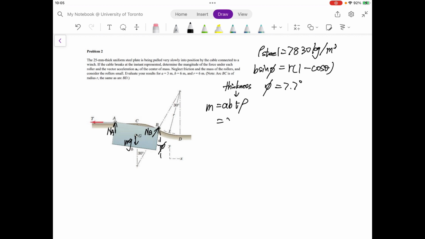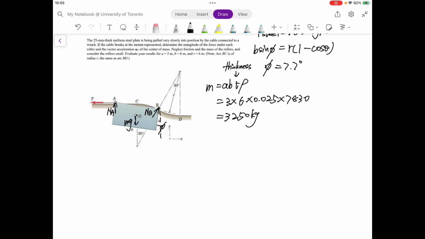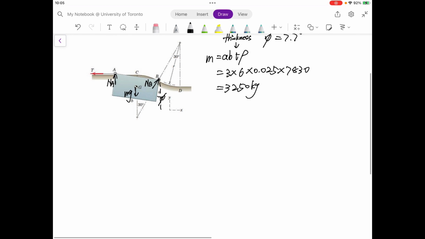This is equal to 3 times 6 times 0.025 times 7830. This is equal to 3250 kilograms. First, we can solve the problem in the kinetic way.